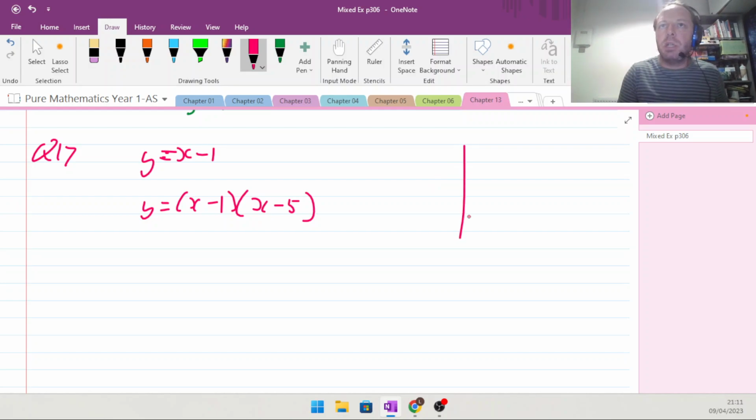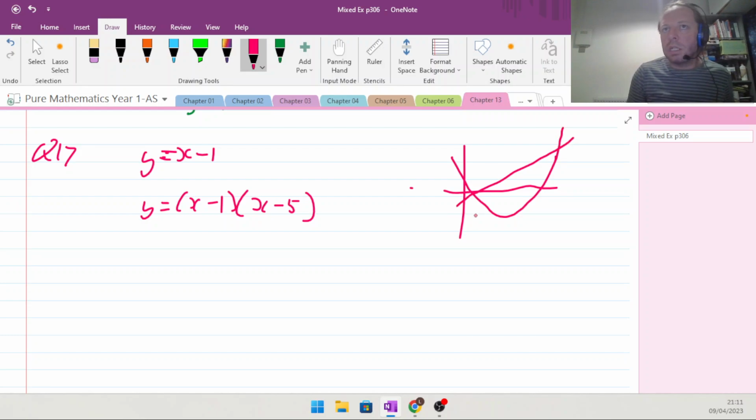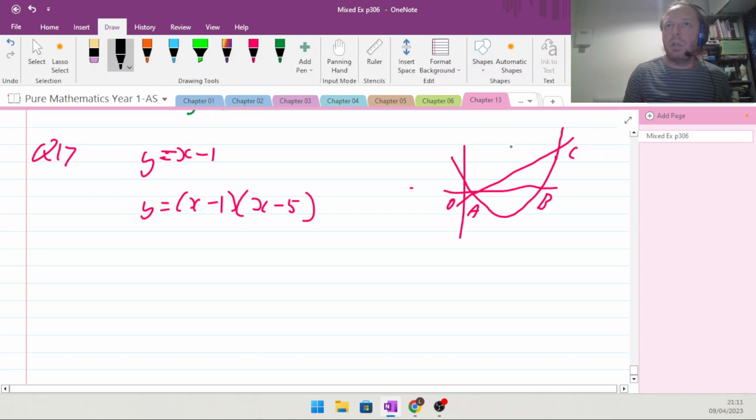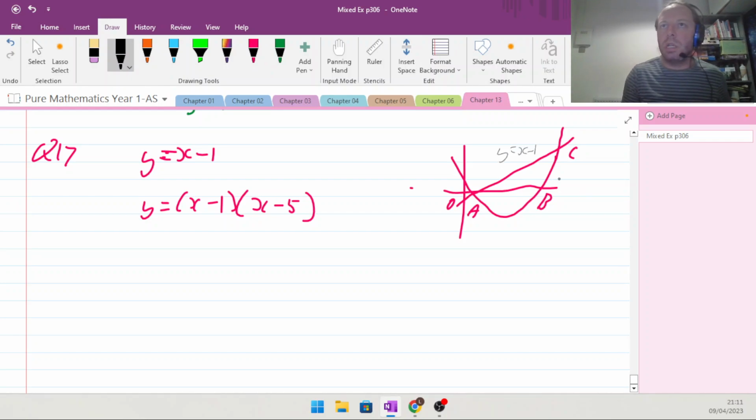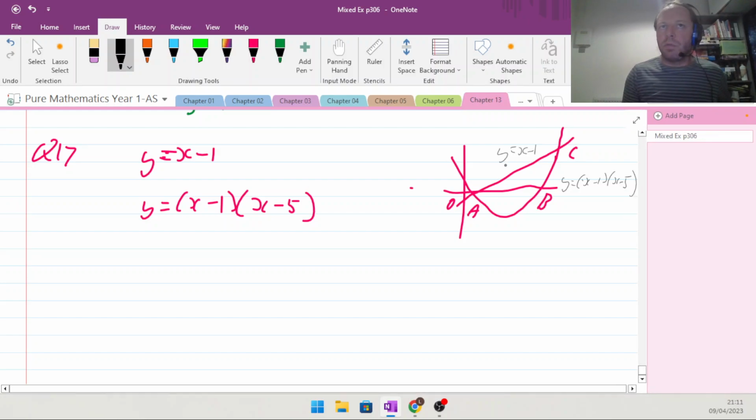So they've given us a nice picture which looks a little like this. It comes in here, it does something like that, and then this graph comes through here like that, and we've got a nice 0, A, B and C, and then they've just labelled up the two graphs: y equals x minus 1 and y equals (x minus 1)(x minus 5). Okay, find A, B and C.